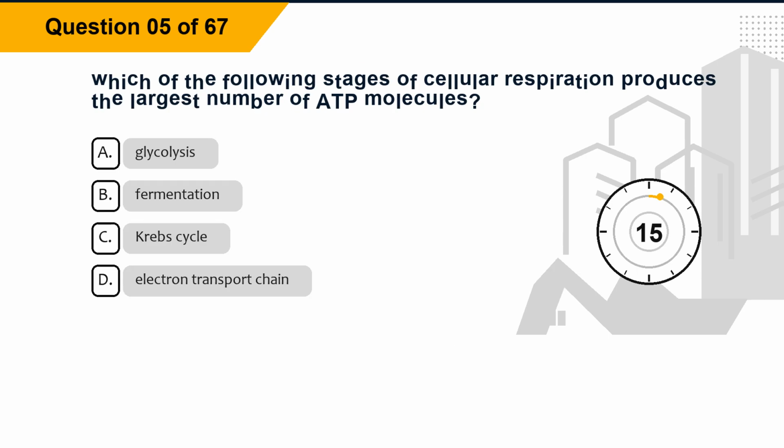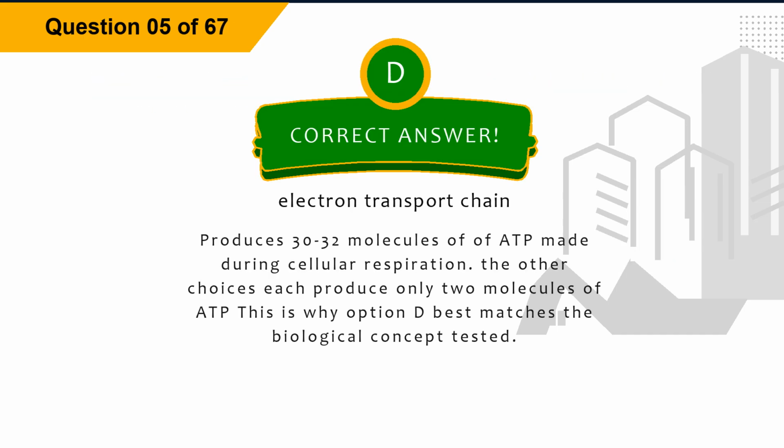Question 5. Which of the following stages of cellular respiration produces the largest number of ADP molecules? Option A, glycolysis. Option B, fermentation. Option C, Krebs cycle. Option D, electron transport chain. The correct answer is option D, electron transport chain. Explanation. It produces 30-32 molecules of ATP made during cellular respiration. The other choices each produce only 2 molecules of ADP. This is why option D best matches the biological concept tested.